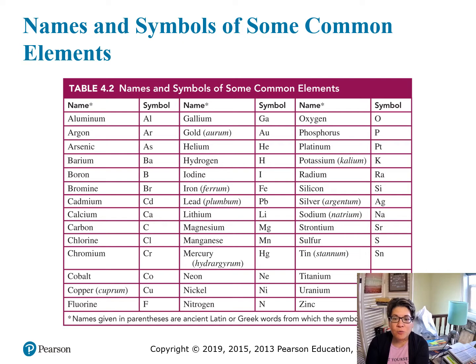Like, let's see if I can pull one out. Cu is copper, so that one's kind of weird. Hg is mercury. Sodium is Na for natrium, and so some of them, they use the Latin and Greek words for the symbols. And then also notice that some of them are similar, like barium, boron, and bromine, and they have different names. So this is a handy table to bookmark.